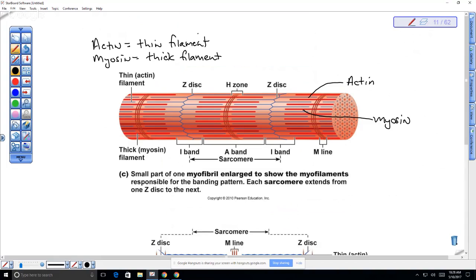Notice right here where there is only actin, so there's no overlap between the bands, that would be lightly colored, and so that is the I band. You can draw that one on there. The I band is the lightly colored one. And where you see overlap between the actin and the myosin, that is the A band. That would be in the middle here. That's the A band, so there's overlap.